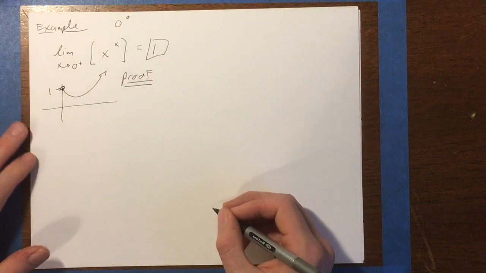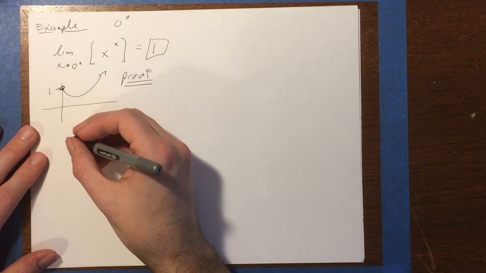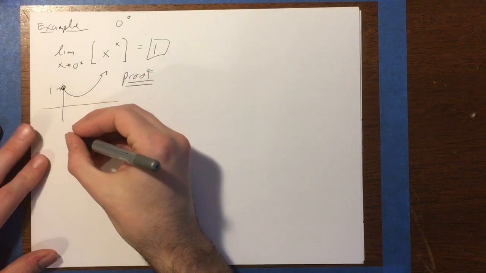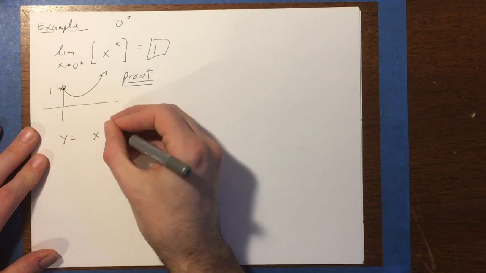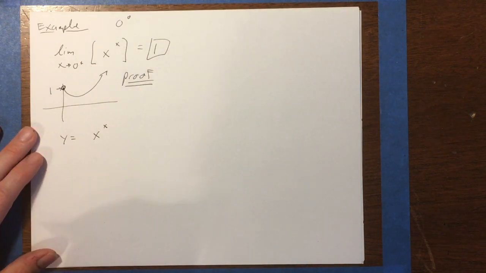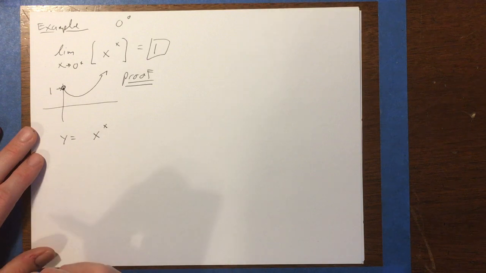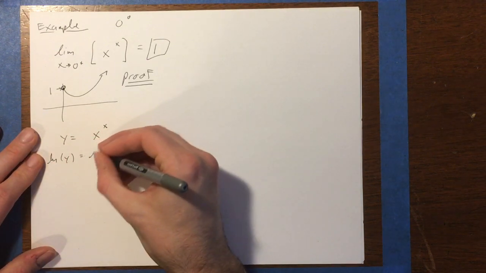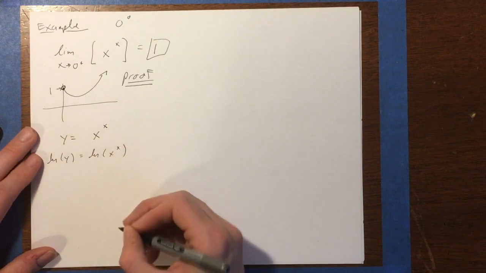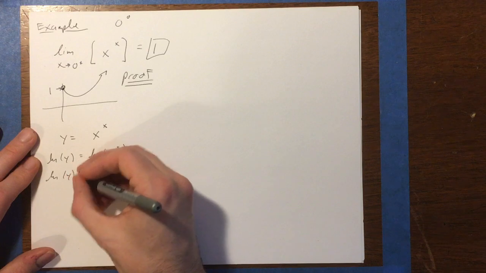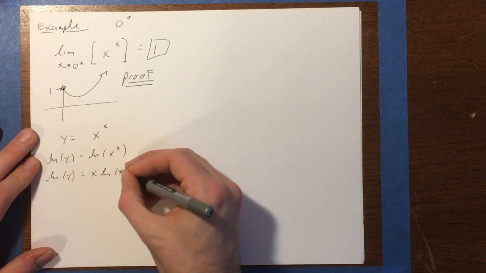Let's do a proof. First thing we're going to do is some shenanigans with logarithms. So let's write y equals x to the power x. That's our function we're working with, right? Just like when we were trying to take the derivative of this function, we're going to do the log of both sides. We're not actually trying to take the derivative of this function. We're just trying to simplify things. Let's take this x and pull it down: x natural log of x.